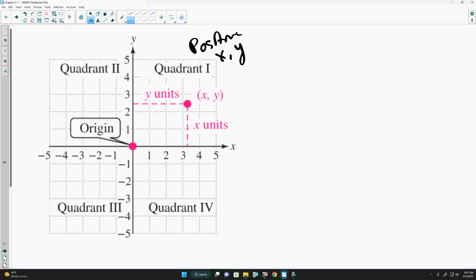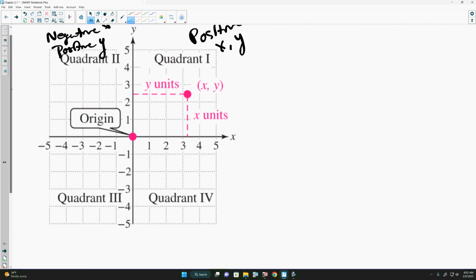In the second quadrant, we have negative x and positive y. In the third quadrant, x and y are both negative. And in the fourth quadrant, we have positive x and negative y.